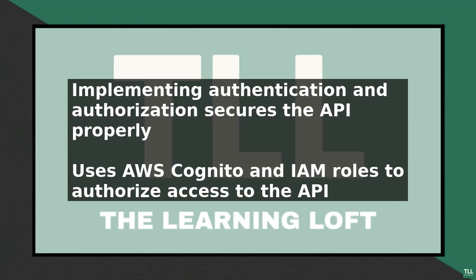Conclusion. In conclusion, AWS Amplify GraphQL API is a powerful tool for building secure and scalable applications. By following the steps and best practices outlined in this tutorial, you can create a robust and performant API that meets the needs of your application. Remember to stay up to date with the latest developments in AWS Amplify and GraphQL to get the most out of your API.